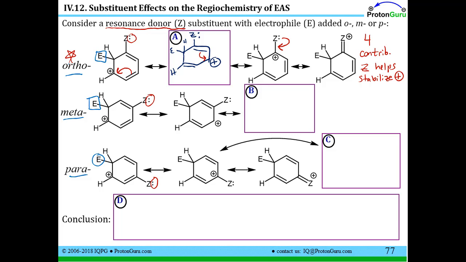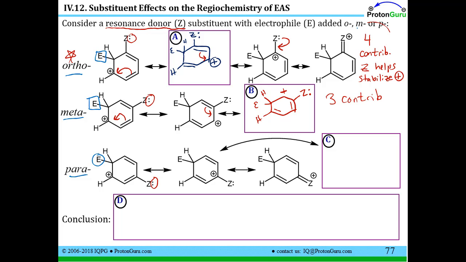So let's keep going. So we look at this meta substitution pattern where the E we just added, the electrophile, is meta to the Z that was already there. Well, we can draw an additional movement of electrons here, and that gets us to this resonance contributor. We can continue to push electrons around the ring, and that would give us the resonance contributor in box B. Well, we can't draw any additional resonance contributors, so we only have 3 contributors here.